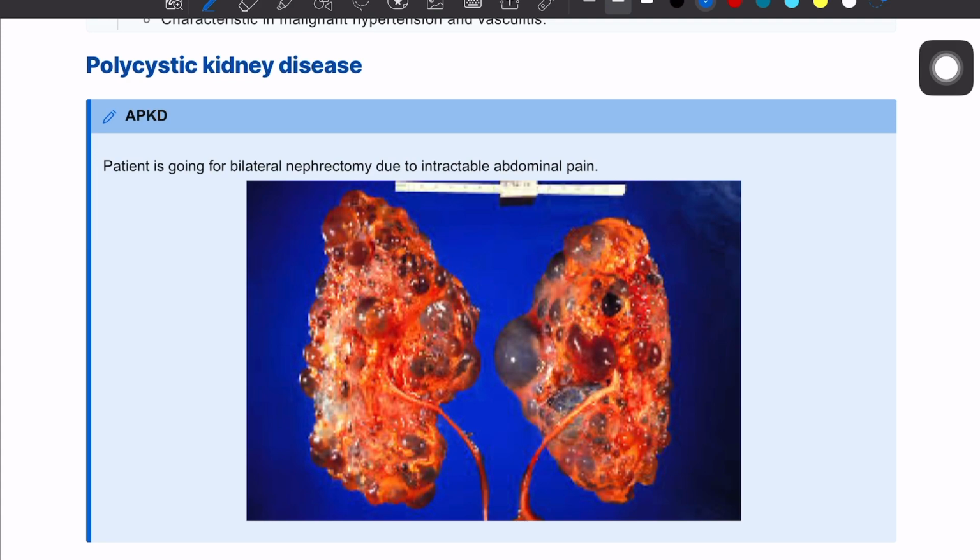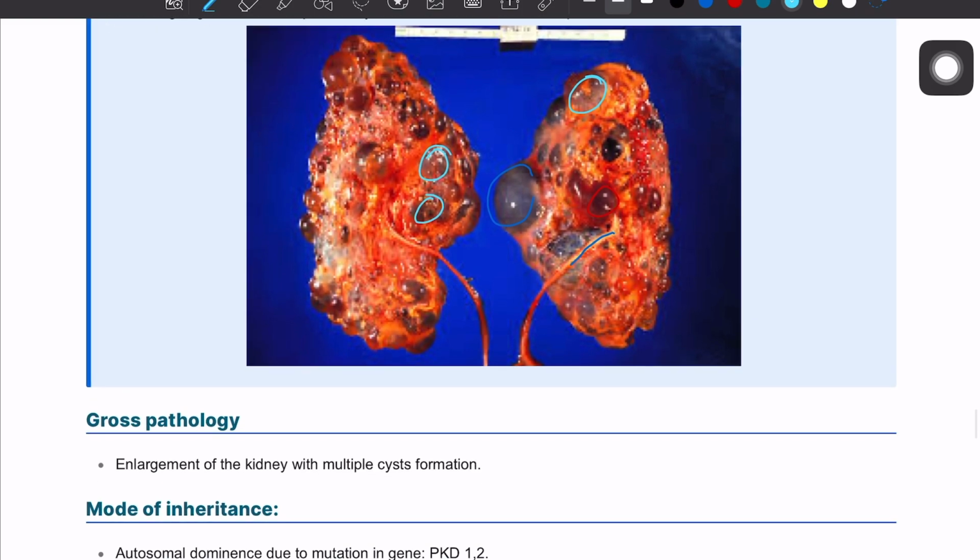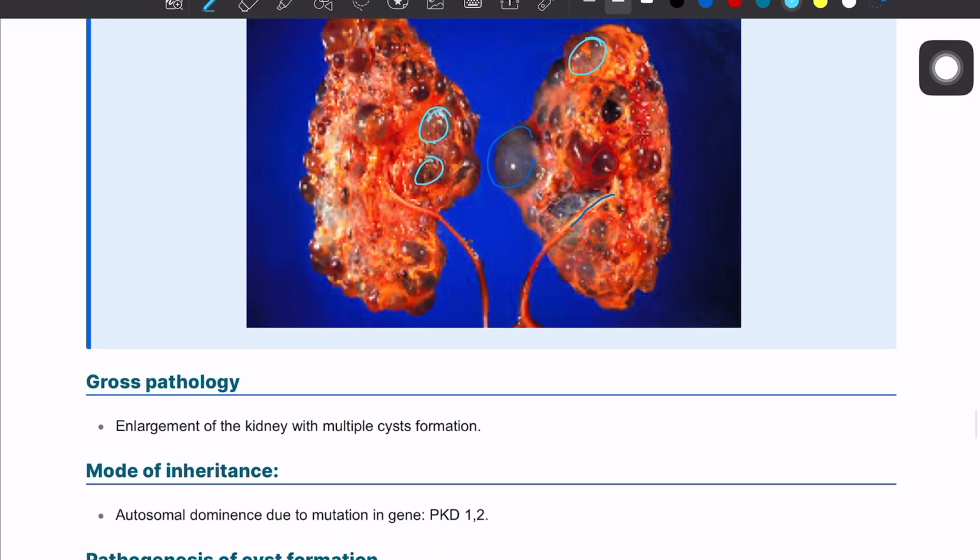As you see here in this gross pathology, you can see two kidneys and the ureter coming out from the posterior surface, and you can see multiple dilated cysts all over the kidney, and they are fluid filled as well. So this is the gross pathology of this condition, polycystic kidney disease. You can see multiple cysts in both kidneys, and cysts are fluid-filled cavities.